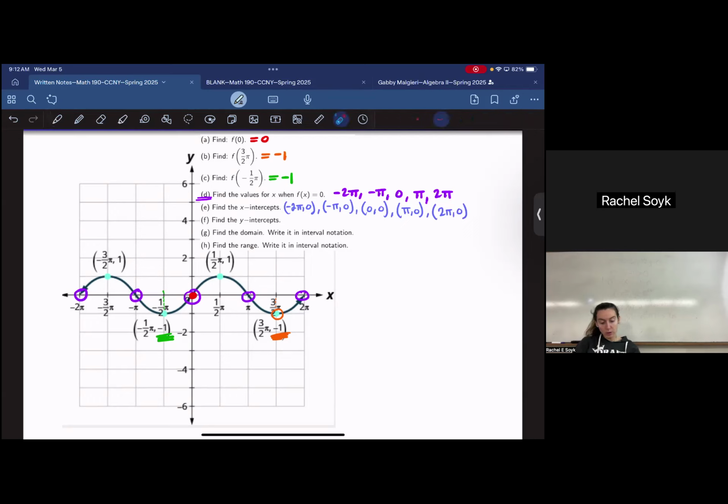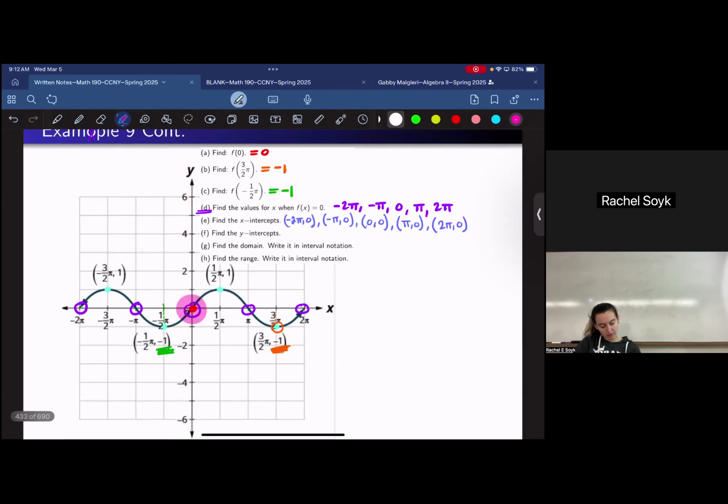Y-intercept. What's the only point that hits our y-axis? Yeah.